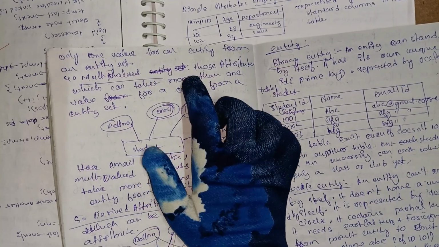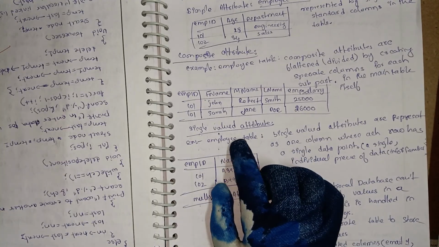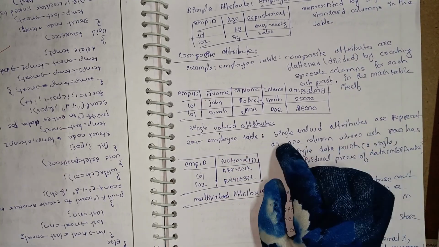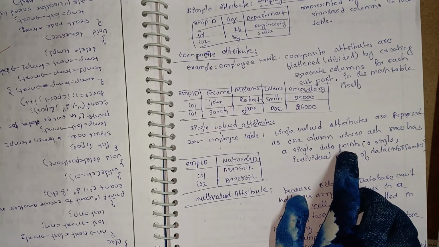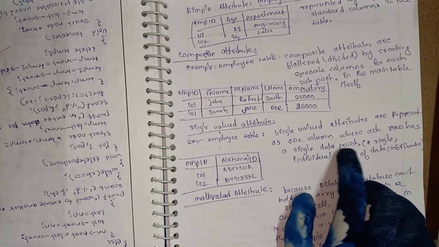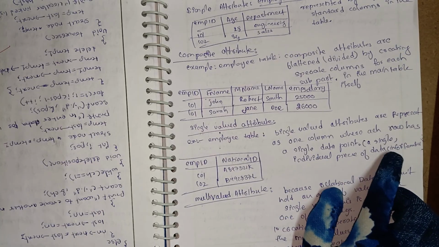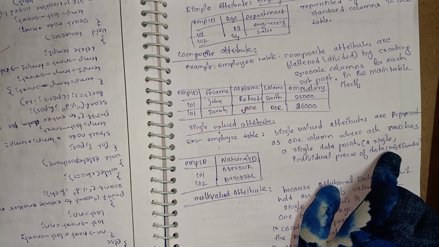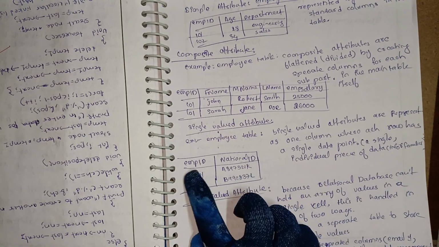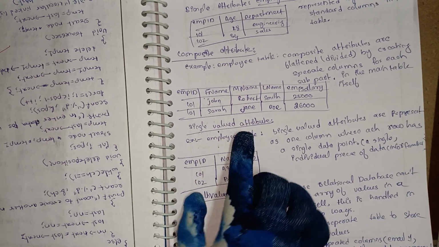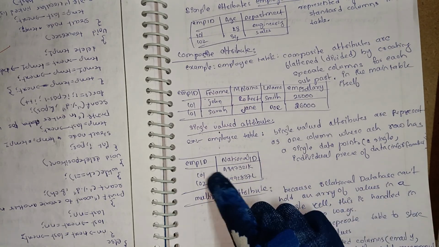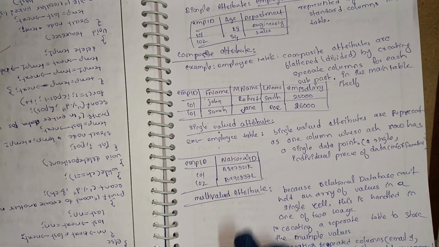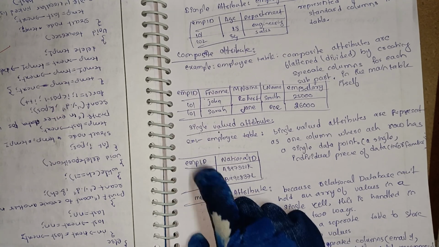And then representation. Single valued attributes, example employee ID. Single valued attributes are represented as one column where each row has a single data point. A single data point means a single individual piece of data or information. Here we can observe national ID and employee ID are single valued attributes, which have only one value for each cell for that particular column.